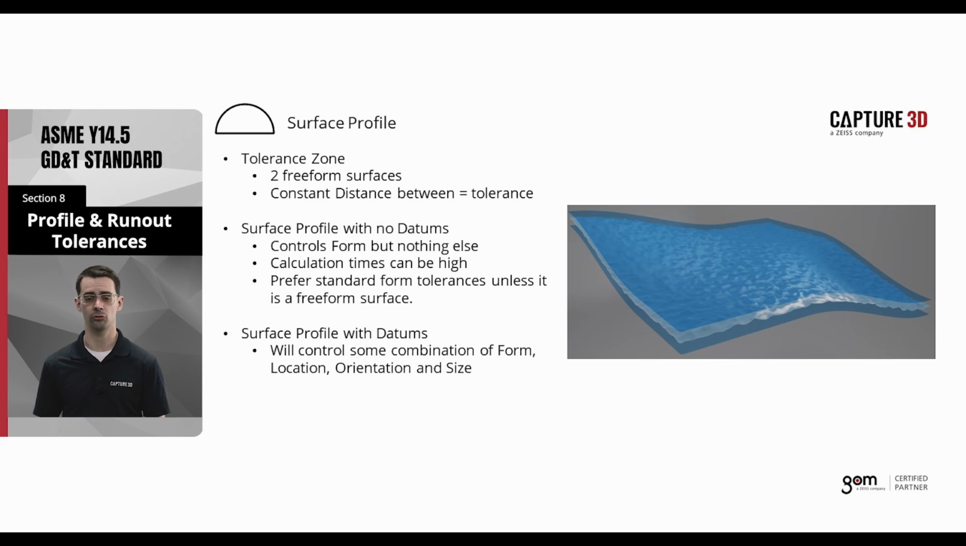The tolerance zone for surface profile is two freeform surfaces with a constant distance between them. The shape of these freeform surfaces is dictated by the nominal surface. You can think of each side of the tolerance zone as a clone of the CAD surface. Without any datums, surface profile only controls the form of a surface. Adding datums will allow it to control form, location, orientation, and size based on what datums you use.